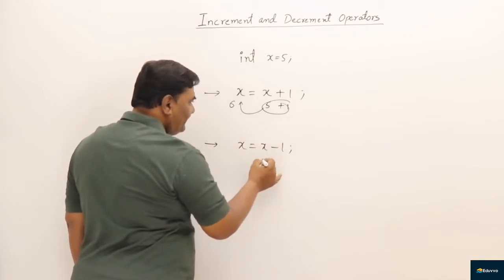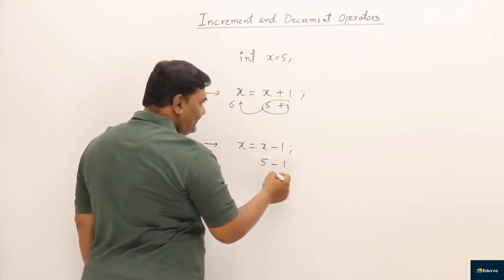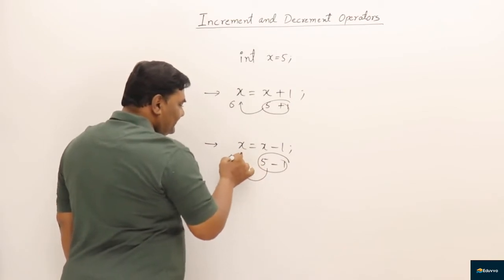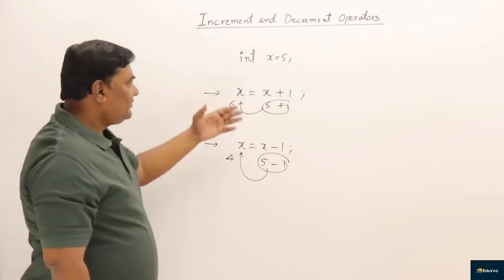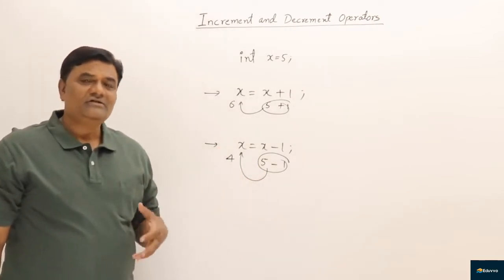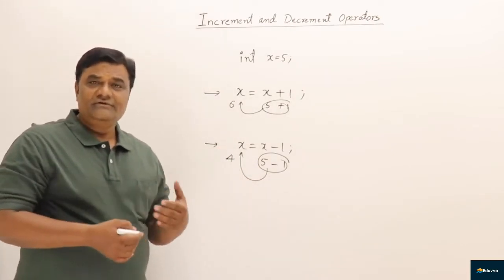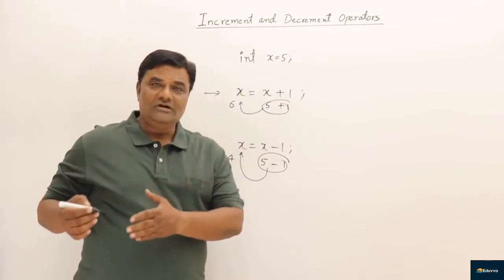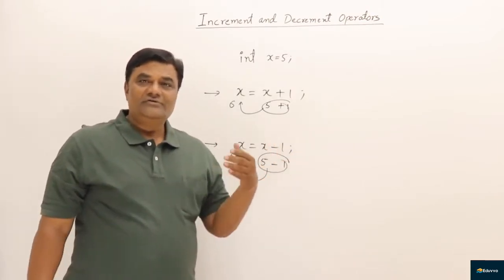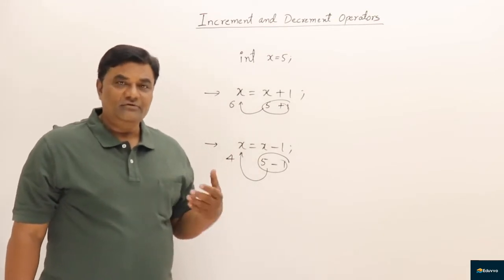So whatever the value of x, that is 5, 1 is subtracted from it, and that result is stored in x again. So this is 4. It means whatever the value of x, we want to increase it by 1 or decrease it by 1. This is a common thing. This is mostly useful for counting. Suppose you want to count starting from 0 onwards: 1, 2, 3, 4. So you can go on incrementing the value of a variable.